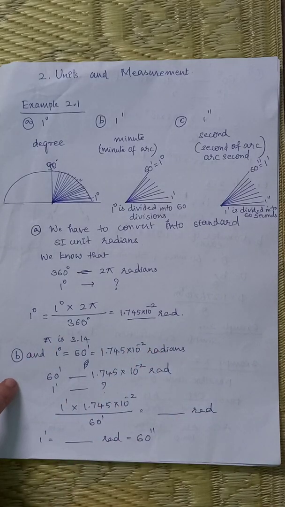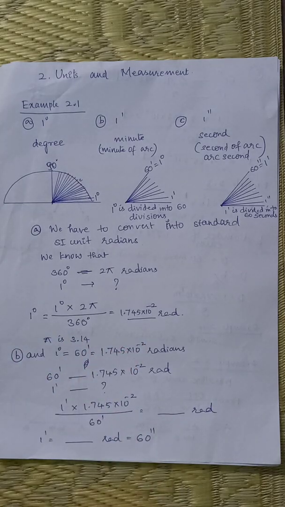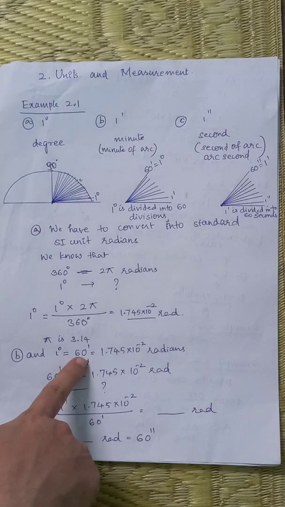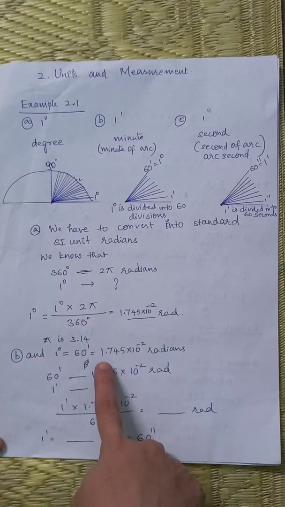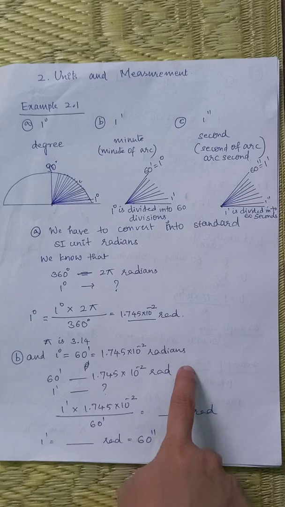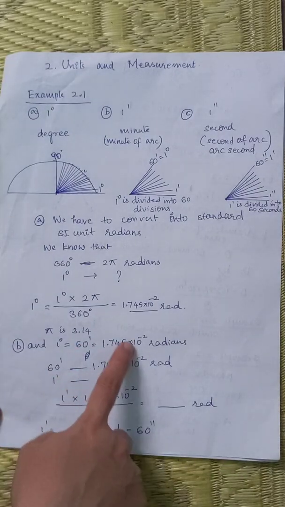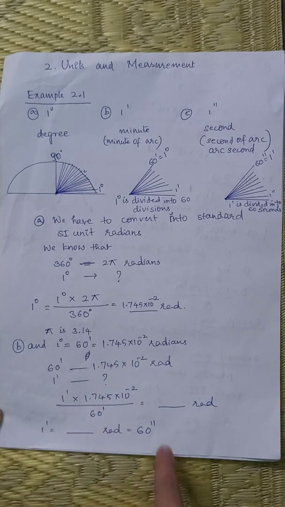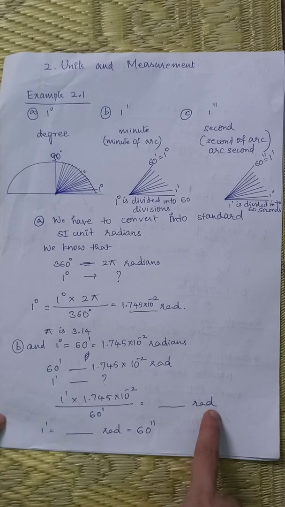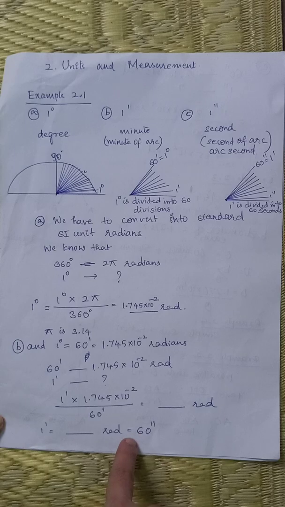The next task is how much 1 minute is equal to in radians. What is the relation we know between degree and minute? 1 degree is equal to 60 minutes. The answer we have just now found is 1.745 times 10 to the power minus 2 radian. Now we will write it again: 60 minutes is nothing but this much radian. So 1 minute is how much radian? Cross multiplication and you will find the answer. That is, 1 minute is equal to this much radian.